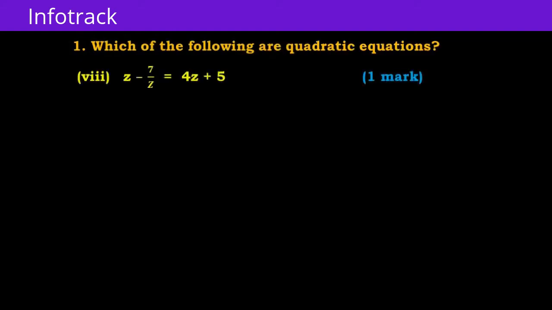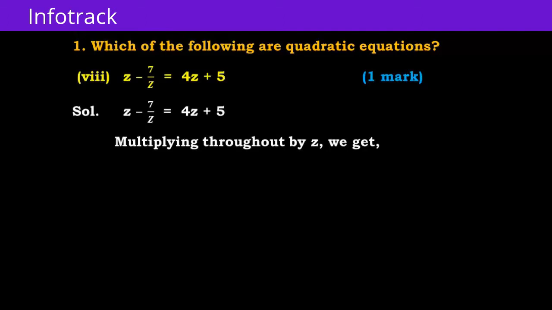Question number 8. z minus 7 upon z is equal to 4z plus 5. Same, we have to identify whether the equation is quadratic or not. Now see, first we have to convert this in general form, that is ax square plus bx plus c is equal to 0. Now for that, remember this denominator z is not required. So as the first step we can multiply throughout by z. We get z square minus 7 is equal to 4z square plus 5z.